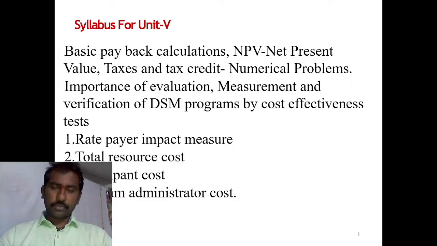The topics present in unit 5 are basic payback calculations and NPV. NPV means net present value. Then taxes and tax credits, some numerical problems regarding these, and the importance of the evaluation, measurement, and verification of demand side management programs, and the cost effectiveness tests for demand side management programs. The various cost effectiveness tests are the ratepayer impact measure test, the total resource cost test, the participant cost test, and the program administrator cost test. So these are the contents in the fifth unit.